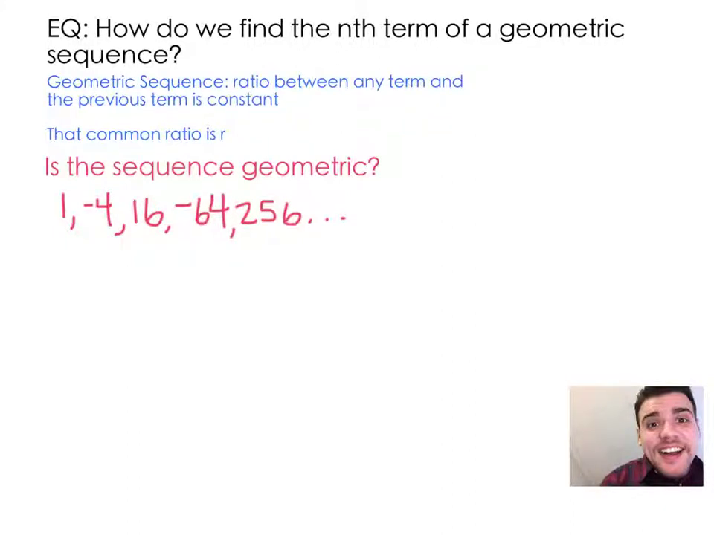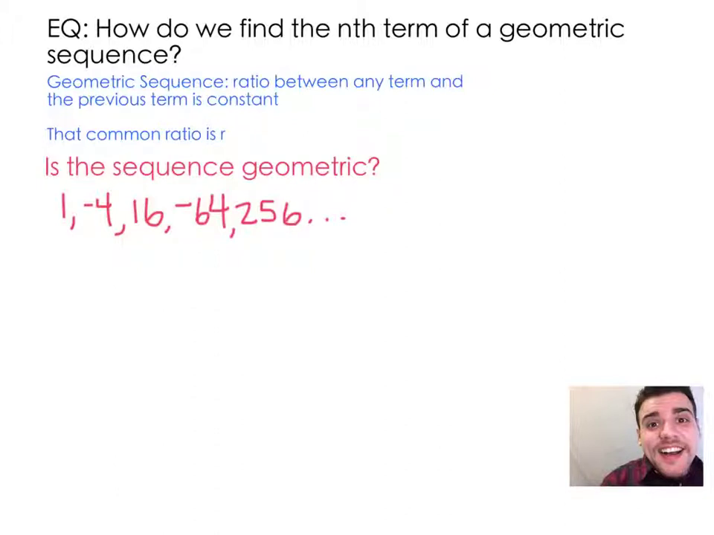Okay, today we're going to look into how we find the nth term of a geometric sequence. Yesterday we did arithmetic, today we do geometric, and we'll talk about the differences. A geometric sequence is whenever the ratio between any term and the previous term is constant. Yesterday it was just a common difference, right? So that common ratio is r.